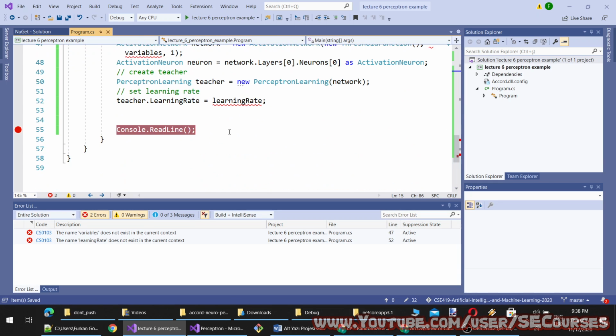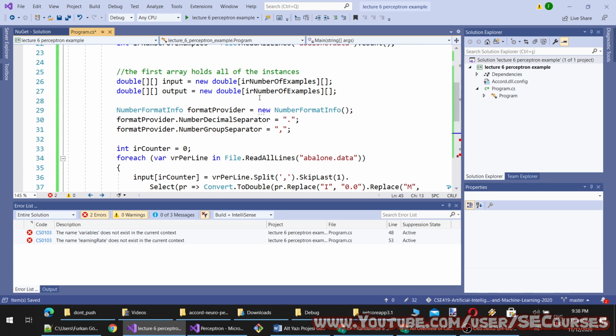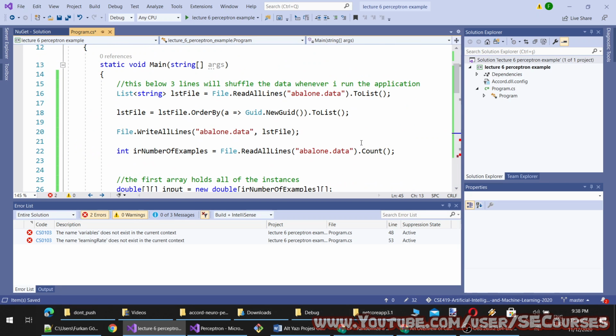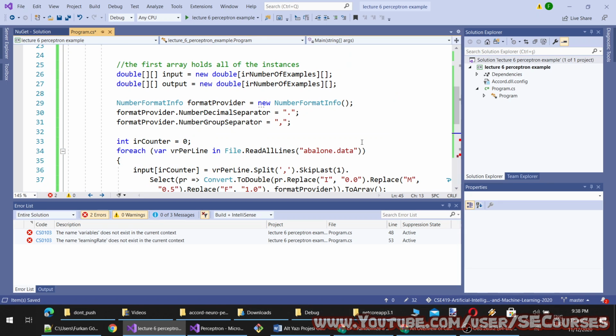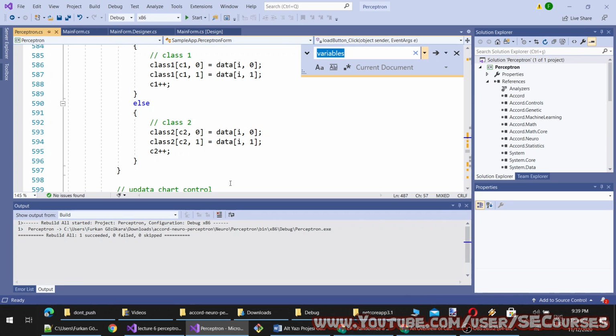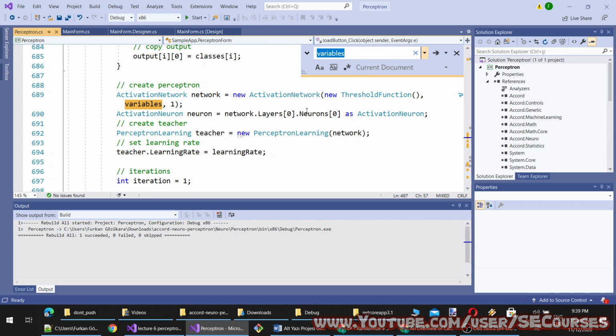Okay. And since we have shuffled, I am going to get 10% of the data as input training data, and the rest will be used as testing data. So okay, perceptron network.